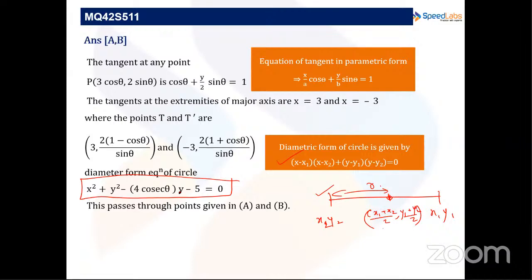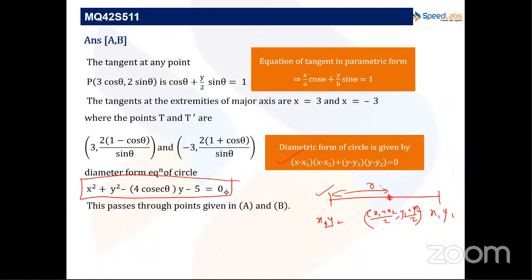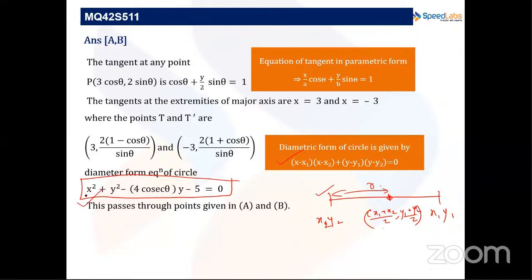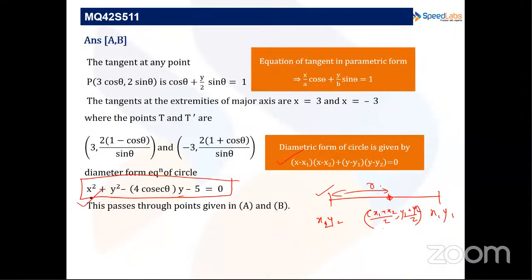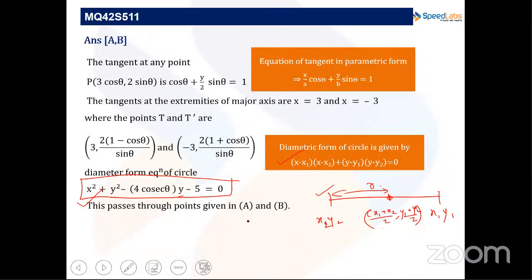Now, if you see this, we need to find the point Q through which the circle will pass. We can see by the options that (minus root 5, 0) will satisfy it, because minus root 5 square will be 5, 5 minus 5 will be 0, and y is already 0. Secondly, B also satisfies it. So A and B are our options. C does not satisfy it: on putting x equals 0 and y equals 0, our equation is not satisfied. Now for point D, on putting x equals 3 and y equals 2, again our equation is not satisfied.